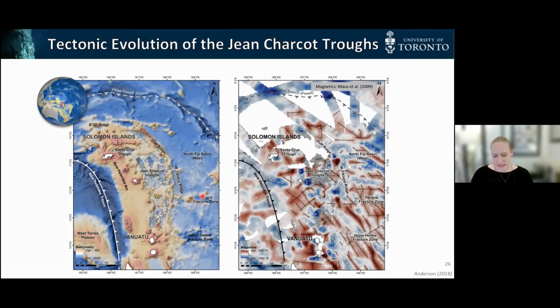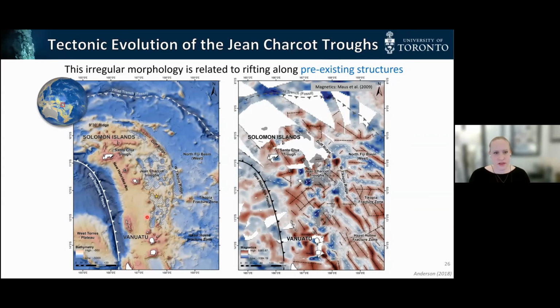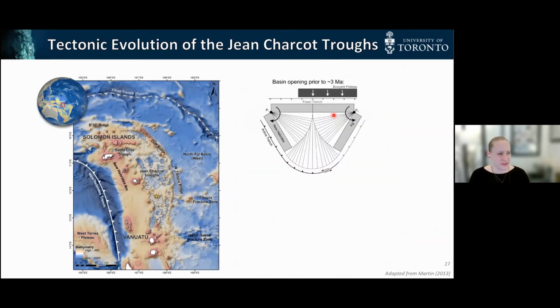So all of this tells us that this irregular morphology is likely related to the fact that we're not just rifting a simple arc. We are rifting an upper plate that has a lot of these pre-existing structures and is very structurally complex. So basically the fact that we opened the North Fiji Basin first and then rifted this basin has played a big role in the evolution of this part of the back arc. And it gets a bit more complex. So when we had our double saloon door basin opening, this produced both arc parallel and arc perpendicular rifts.